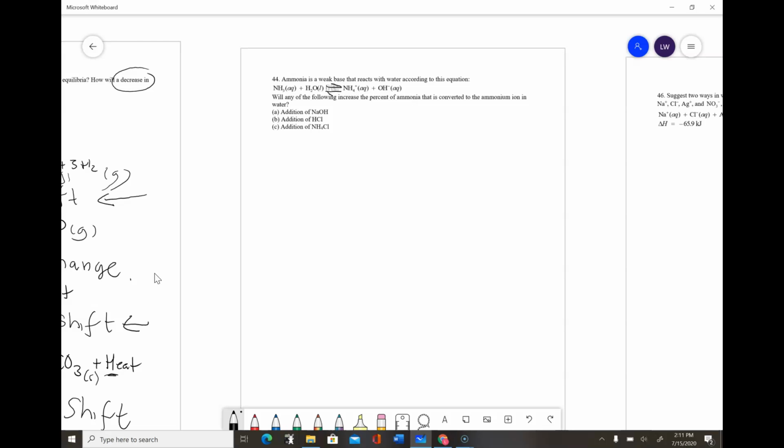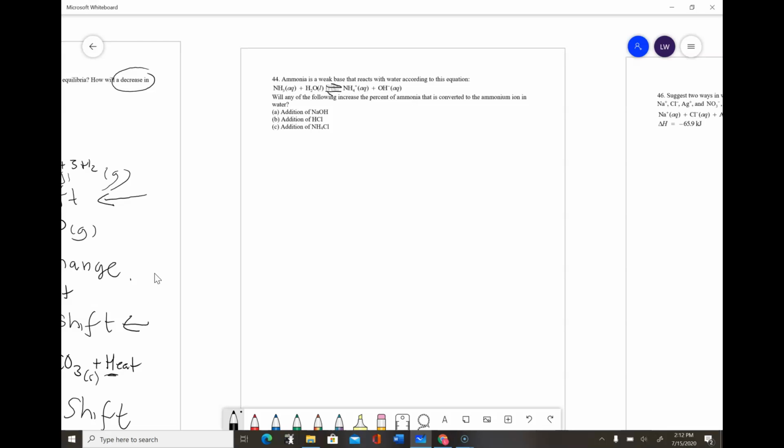One is we can physically remove the substance, but the other thing that we can do is we actually can add something that will react with the substance, and we're going to see that right now. So it says ammonia is a weak base that reacts with water according to this equation. Ammonia plus liquid water gives ammonium ion and hydroxide ion.